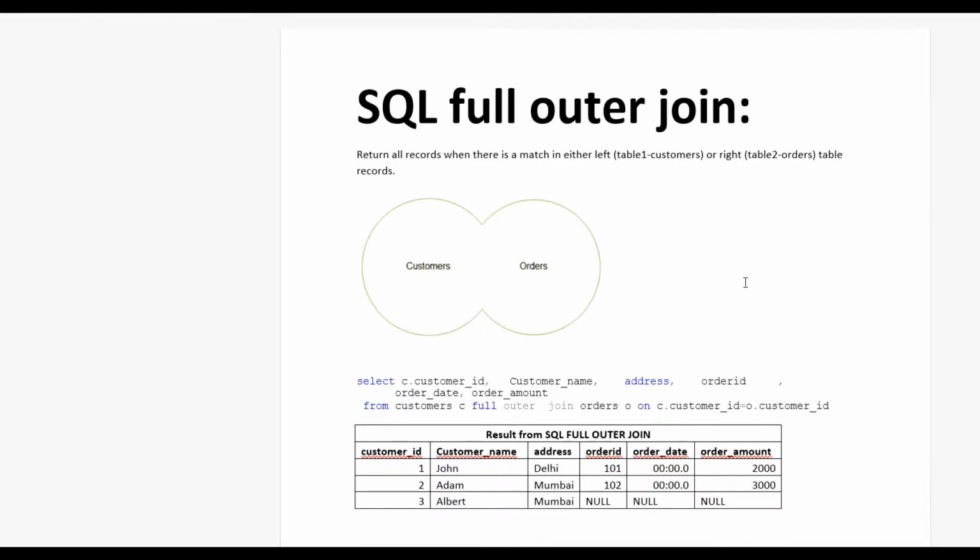Full outer join returns all the records when there is a match in either the left table, that is customers, or the right table, along with the other table's records.